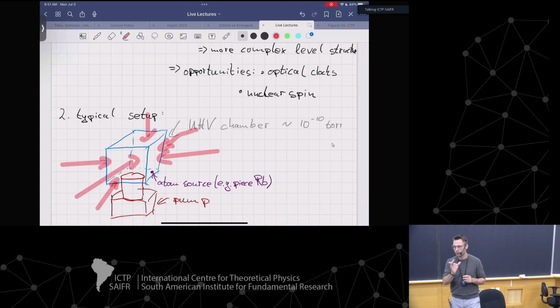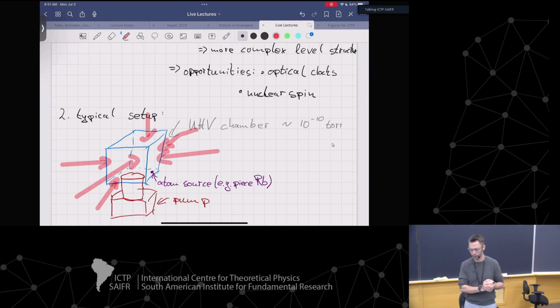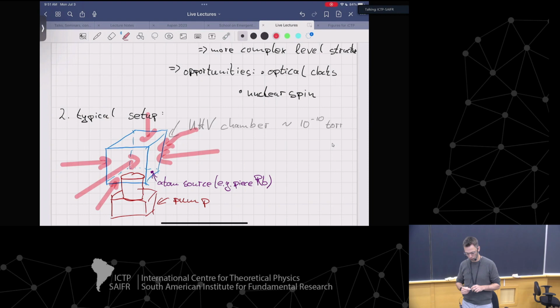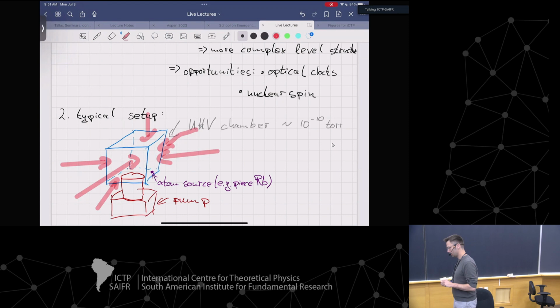Cool, thanks. Another question? Just a dumb question: in order to have this vacuum and still have rubidium in, do you first turn on the pump, make a vacuum, and then put the piece in, or how does this work in practice? I'm worried that this rubidium will also get sucked up or something.